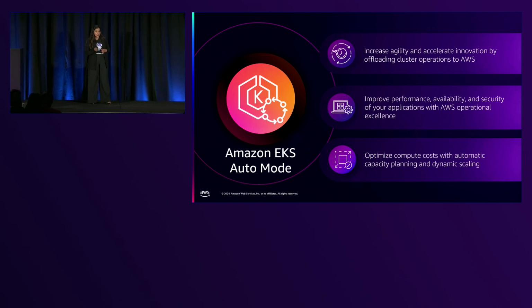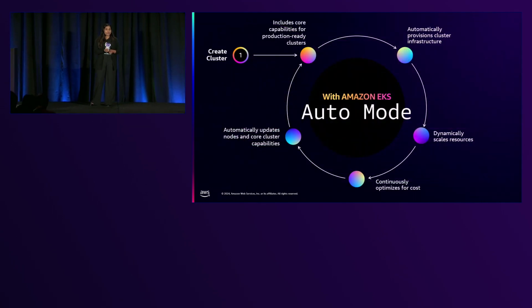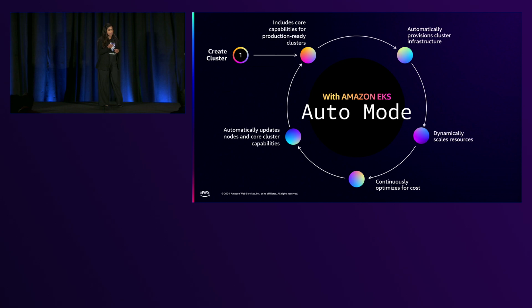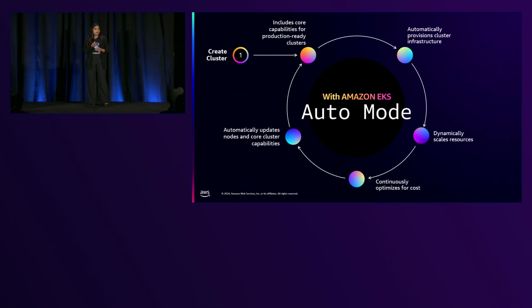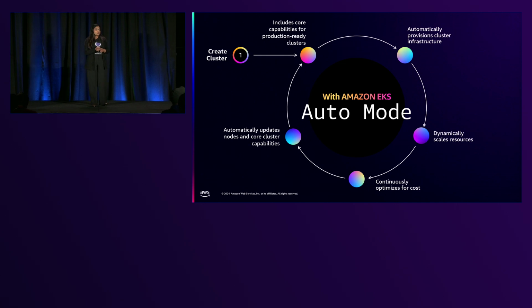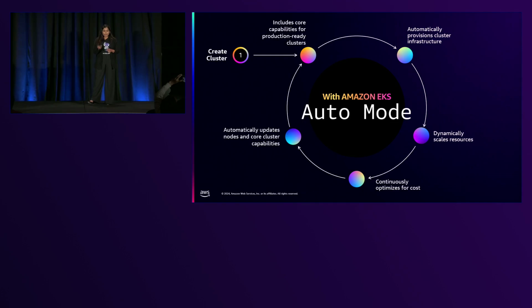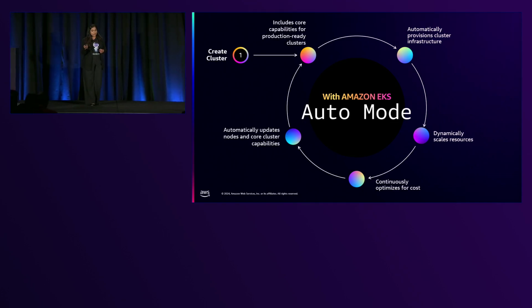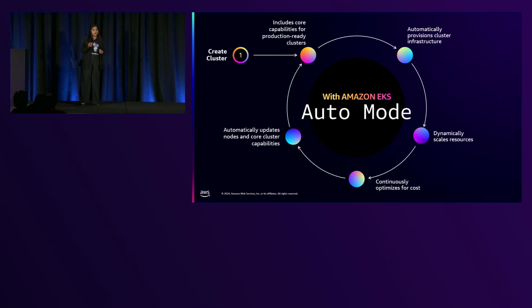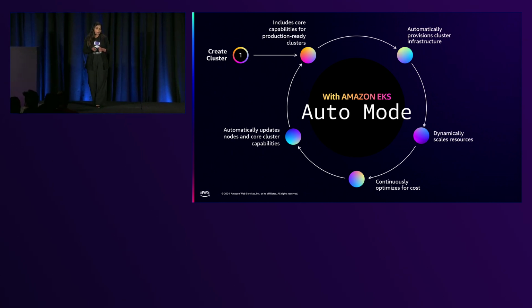So how does it do it? As you can see here, you create a cluster, and it's still the same API, that doesn't change. It's still Amazon EKS, and when you create a cluster, it includes all of the core capabilities that are required for production-ready clusters. You get a managed control plane, the API server, and the etcd instances, along with all of these core capabilities included alongside.